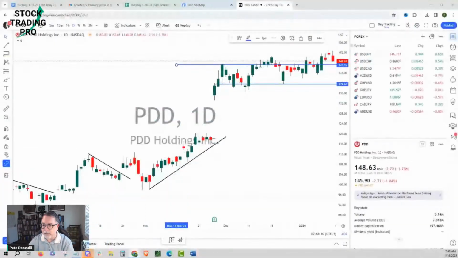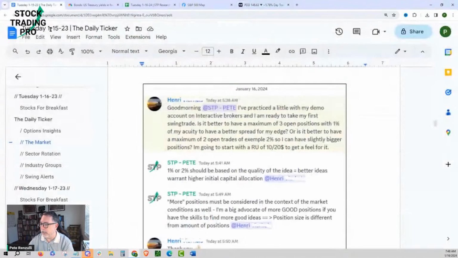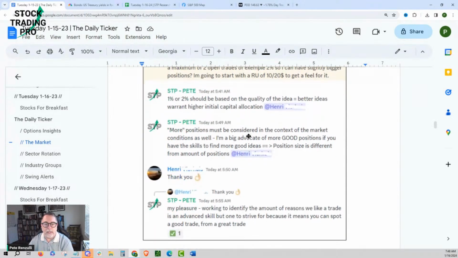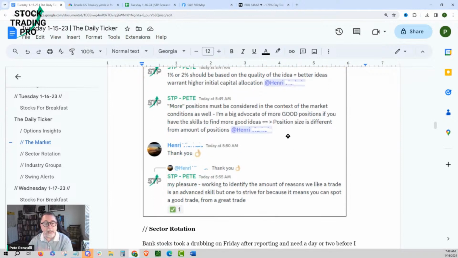Now we're going to start to get into the ideas and how we're going to break everything down for the week, okay? So again, my answer to Henry was 1 or 2% should be based on the quality of the idea. Better ideas warrant a higher initial capital contribution. More positions must be considered in the context of the market conditions as well. I'm a big advocate of more good positions if you have the skills to find more good ideas. But position size is different from the amount of positions.